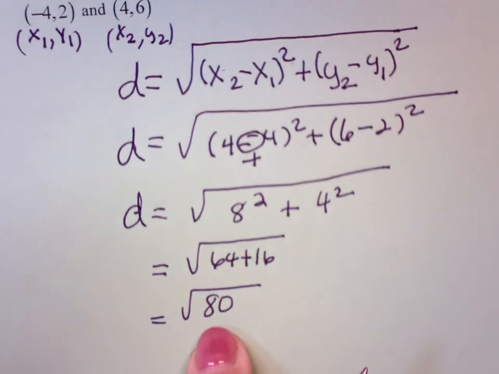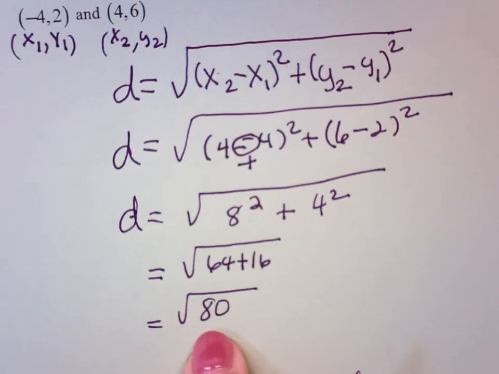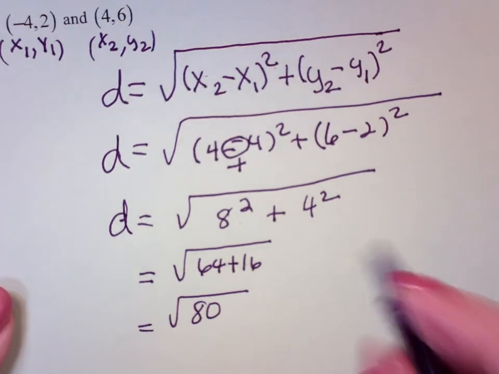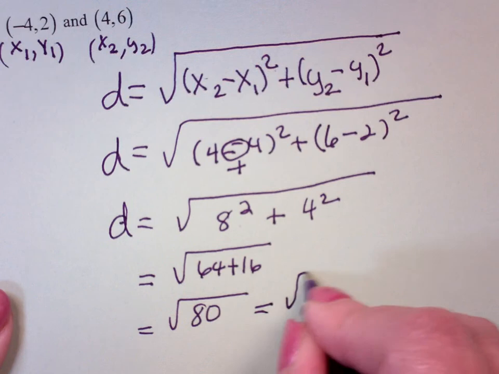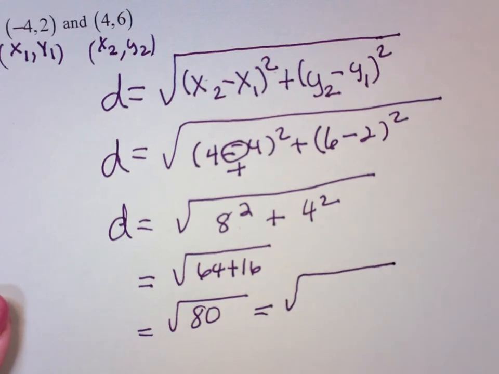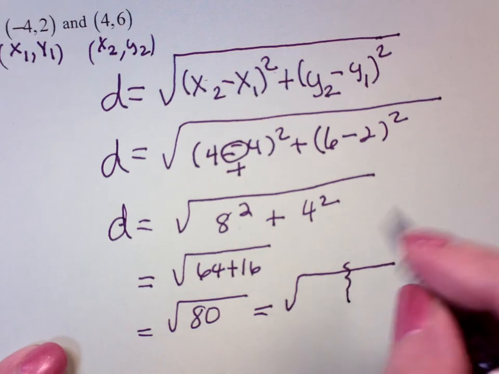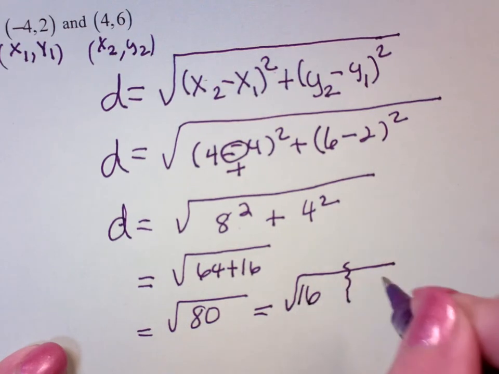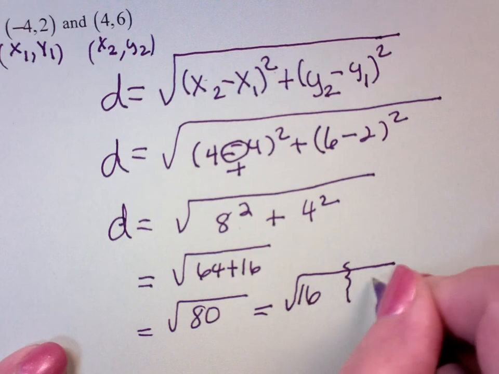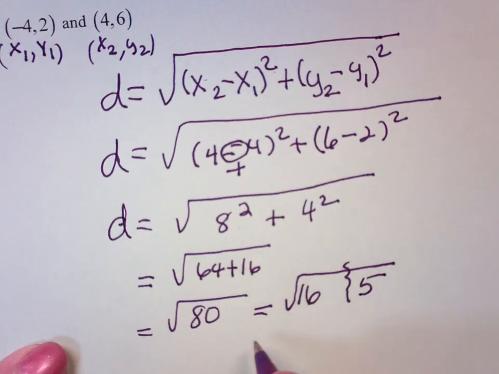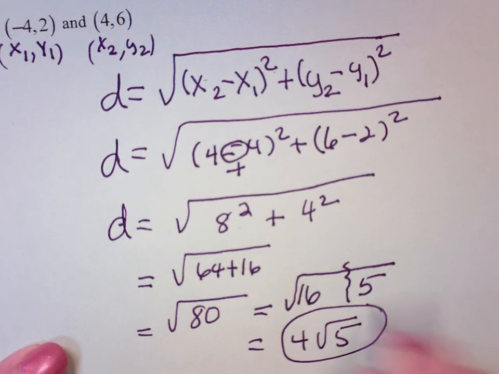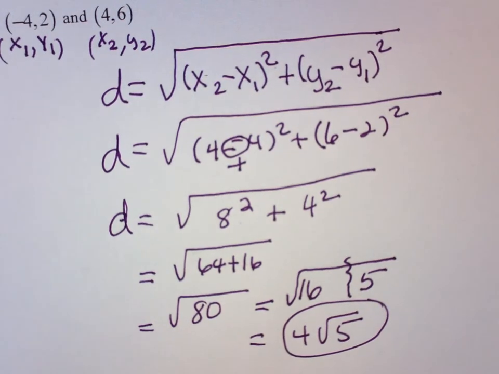Now at this point you could take the square root of 80 and get your decimal. But they want us to also simplify it. So I need the square in 80. What's the square in 80? 16. 16 times 5. So this is 4 square roots of 5. That's in simplified radical form.